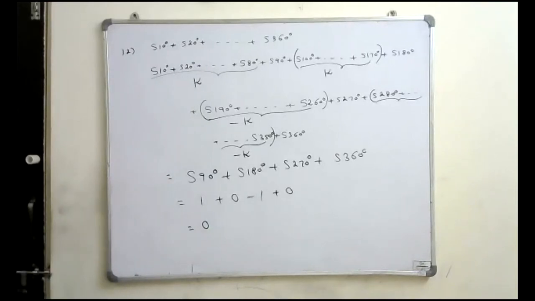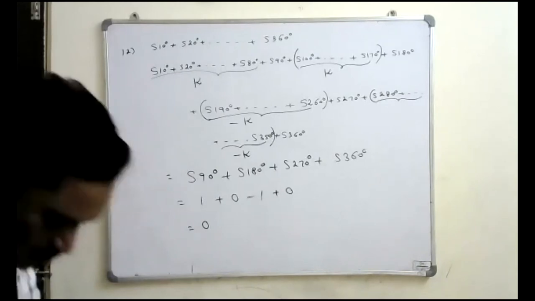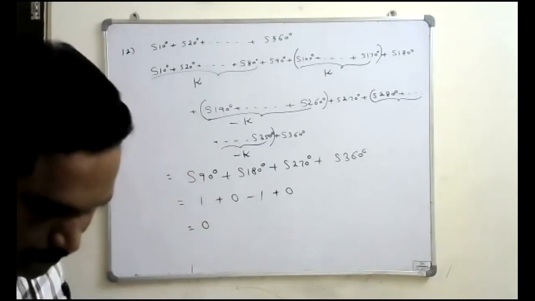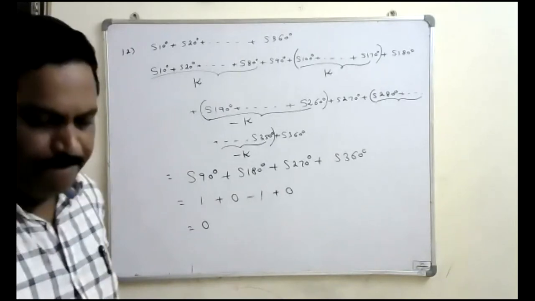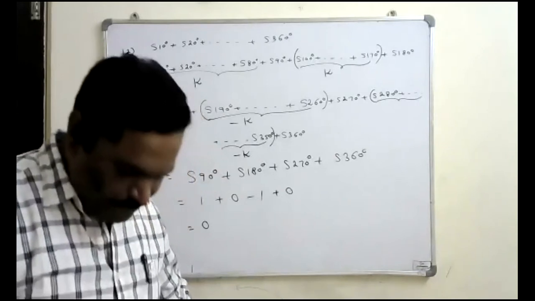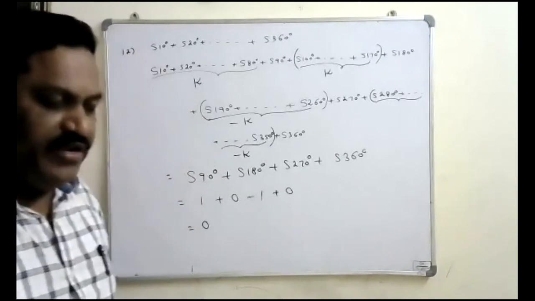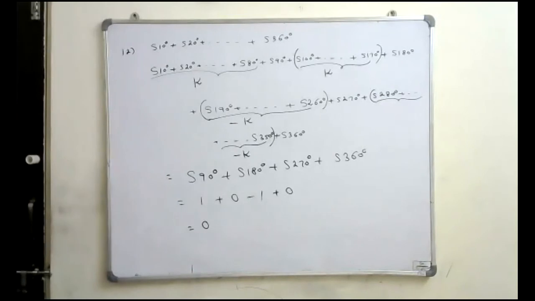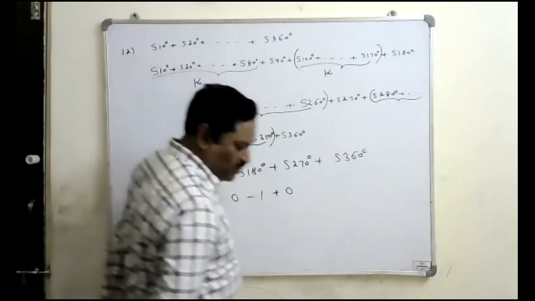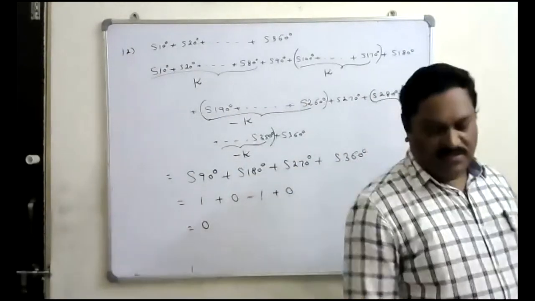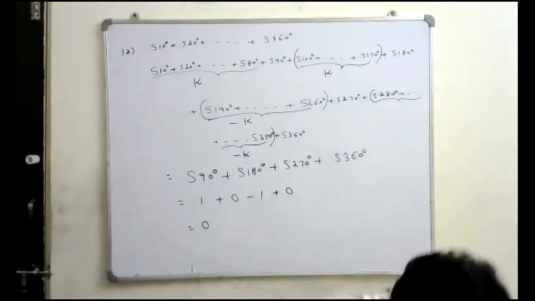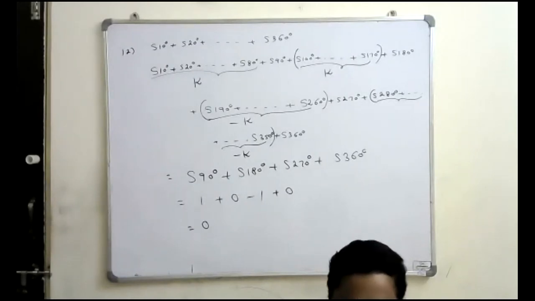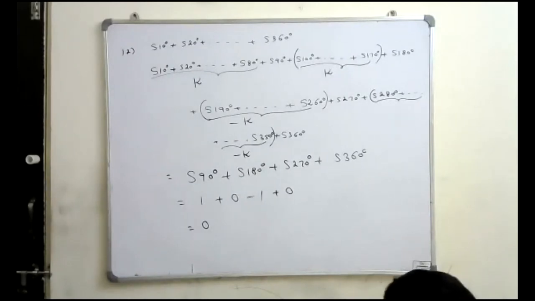Sir, we can also do this problem with the help of an identity. Which identity? Sir, if a plus b is 360 degrees, then sin a plus sin b is equal to 0. You can use that identity, but I didn't give that identity to you. That's why I didn't express that, because there are so many other identities also. If a plus b is 90, a plus b is 180, a plus b is 270, a plus b is 360, so many identities are there. You can't remember all the things. That's why I didn't give that.